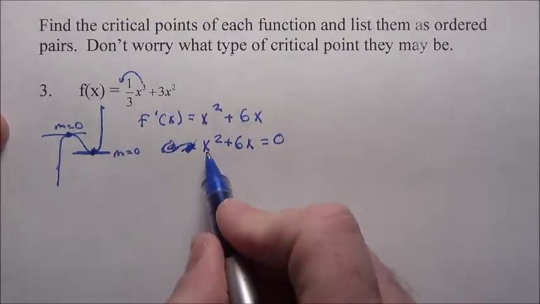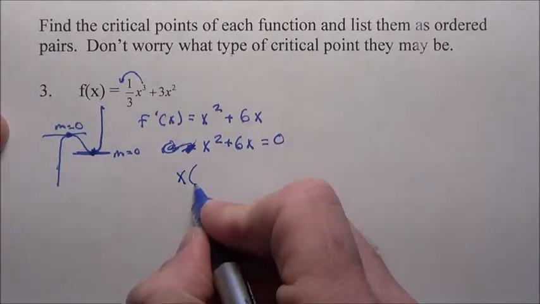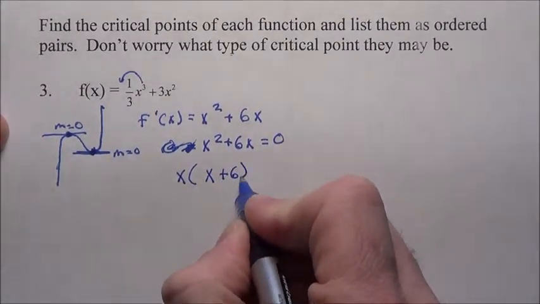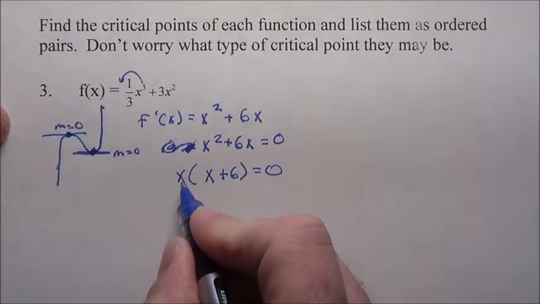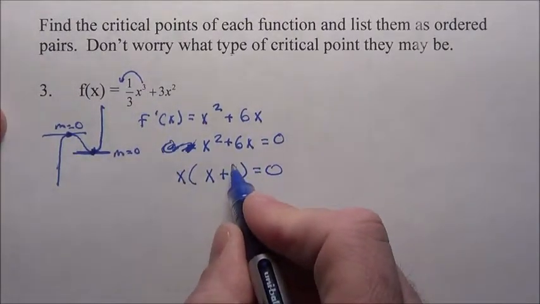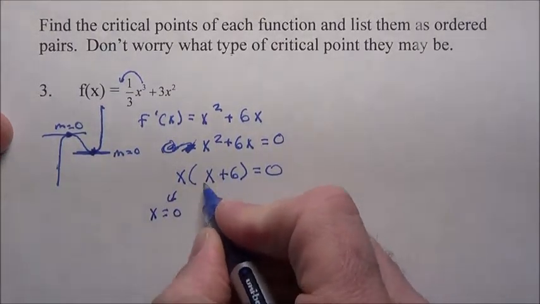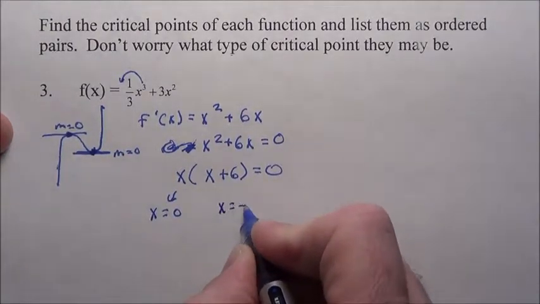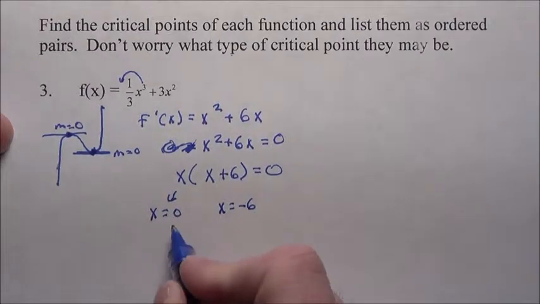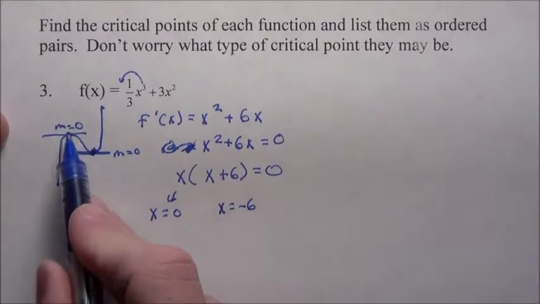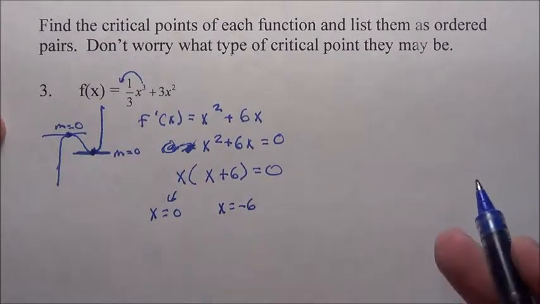So what we're going to do is factor out an x. And I'm left behind with x plus 6 equals 0. That means either this x is 0 or the x plus 6 is 0. Well, we can quickly see that that x is 0. What's going to make that 0? x is negative 6. So I know this is occurring at 0 and this is occurring over here at negative 6. What's the height value?